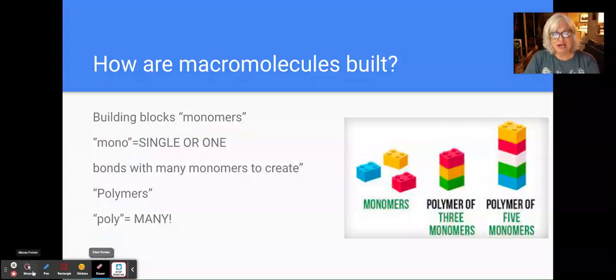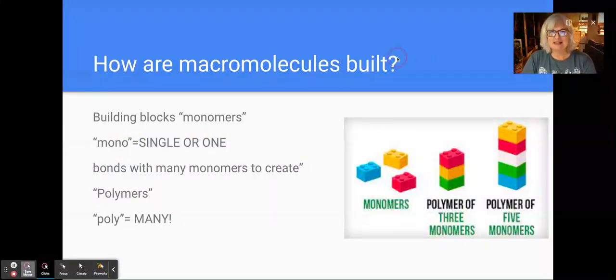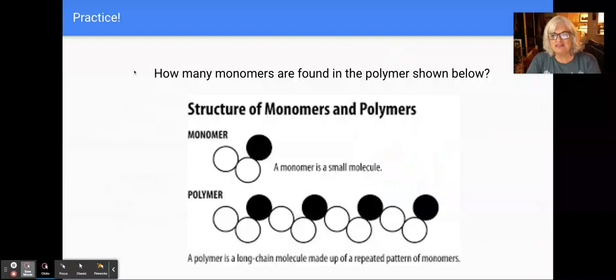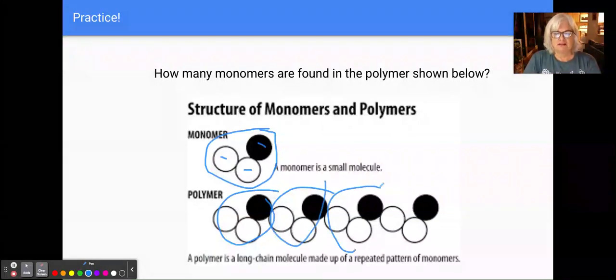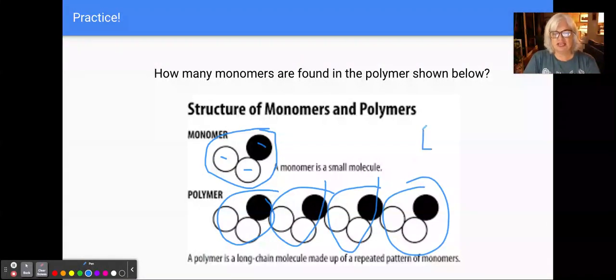So let's practice a little bit. Are you ready? Let's start with this question. Pause the video, go ahead and answer this question on your worksheet. The question says, how many monomers are found in the polymer shown below? Pause the video. Okay, how'd you do? So I'm going to look at this monomer and notice that the monomer has 2 white circles and 1 black circle. So I need to count that as my single building block. Okay, so I have 1, 2, 3, 4 monomers. So your answer should be 4. How'd you do? Hopefully good.